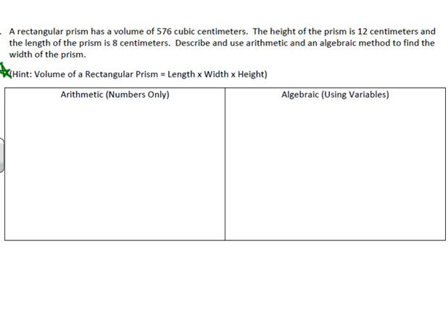We're going to solve this 2 different ways. The first way is the arithmetic way, and it only uses numbers, so it's more of an expression rather than an equation. For the arithmetic way, we're going to have 576, and we're going to divide that by 12 and then divide it by 8. Or you can do 12 times 8 and then whatever you get, divide that. So there is your arithmetic representation.